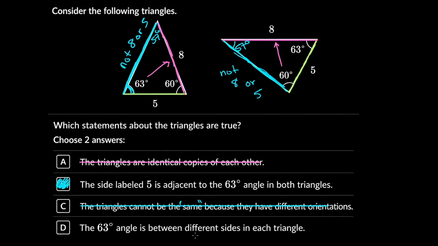So the 63-degree angle is between different sides in each. Yes, here the 63-degree angle is between the 5 side and the not 8 or 5 side, while here, the 63-degree angle is between the 5 side and the 8 side. So it's between different sides in each triangle. So I like choice D as well.